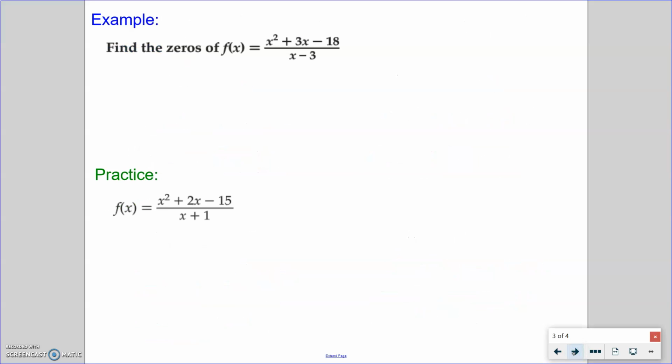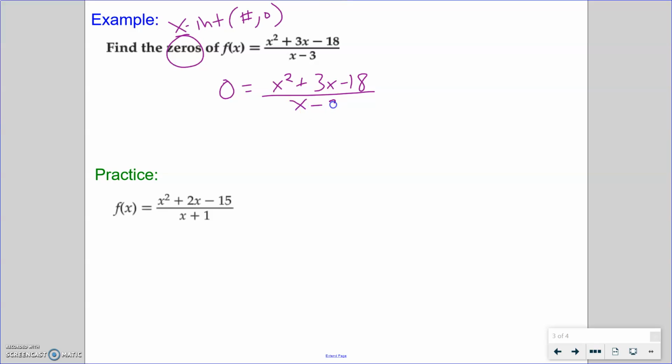Now, what if they want you to find the zeros? Well, remember, zeros are the same things as x-intercepts. And x-intercepts are a number, comma, 0, right? So that means we need to plug in 0 for y. So in this case, it's not y, it's f of x. But we now have the understanding that they're essentially the same thing. And I say, okay, now I need to solve this.